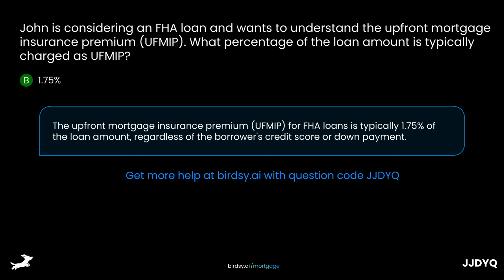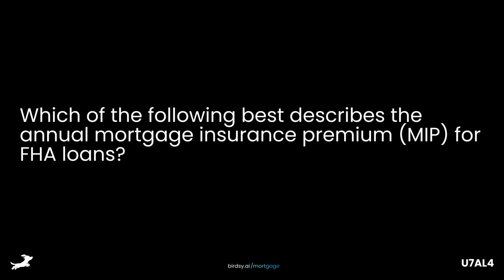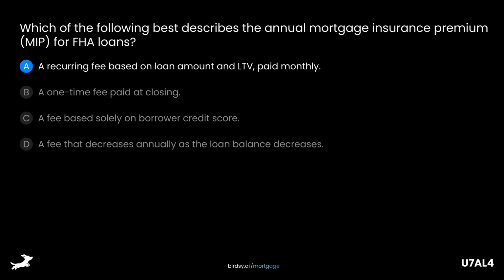The upfront mortgage insurance premium for FHA loans is typically 1.75% of the loan amount, regardless of the borrower's credit score or down payment. Which of the following best describes the annual mortgage insurance premium for FHA loans? Is it A, a recurring fee based on loan amount and LTV paid monthly? B, a one-time fee paid at closing? C, a fee based solely on borrower credit score? Or D, a fee that decreases annually as the loan balance decreases?